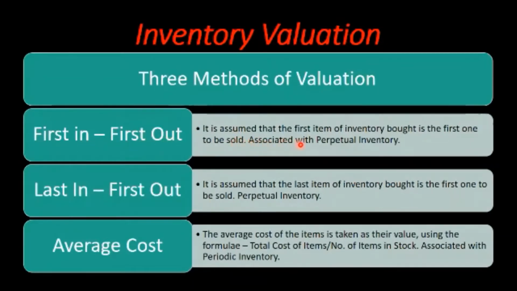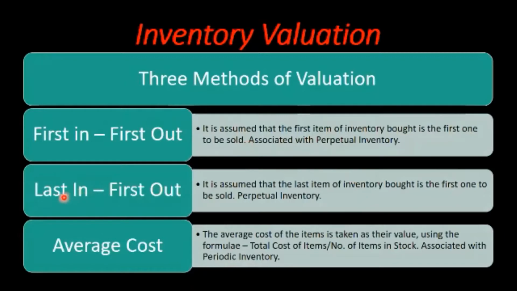This is usually associated with the perpetual inventory. Right? So it is an assumption that is made. You may not necessarily issue them out in that order. Okay? But for valuation purposes, you will assume that the goods went out in that order.